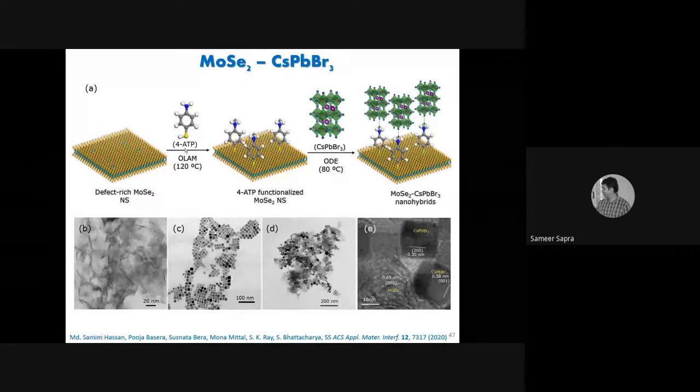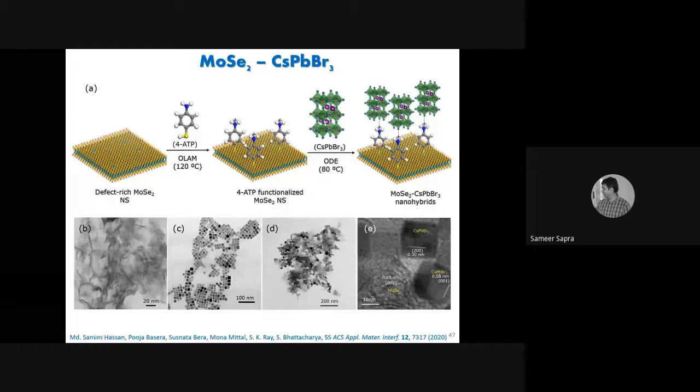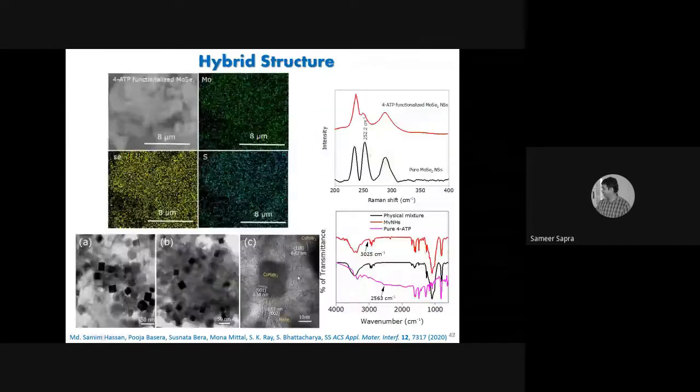Okay, so this is 4-aminothiophenol, one such molecule. There are many more that we've used. And he throws in then some cesium lead bromide on top of it. Okay, they go and attach over here. These are cesium lead bromide, that's the MoSC2, and when they are attached, this is what it looks like. A lot of washings have been done. Okay, again, all these familiar characterization techniques, I'll just skip this part.